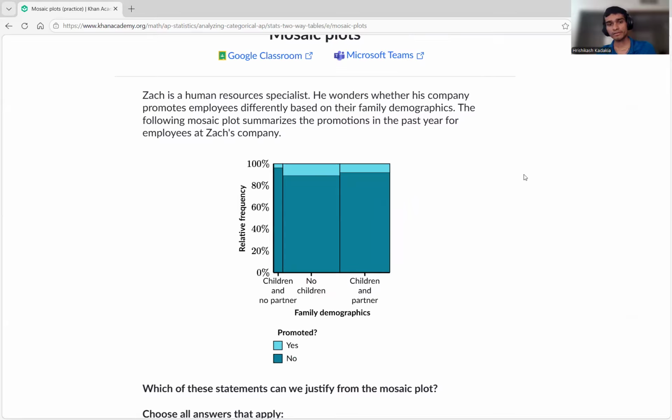So children and no partner. Okay, they're like just singles. And then no children, they're just couples. And then children and partner, so they have a whole family. And then promoted or not. So that's what you want to compare.